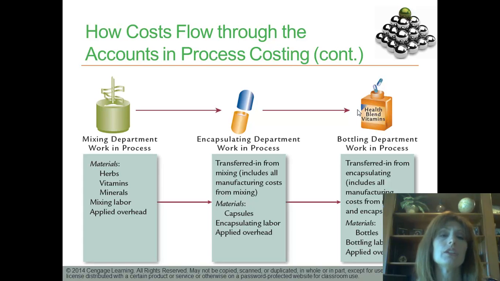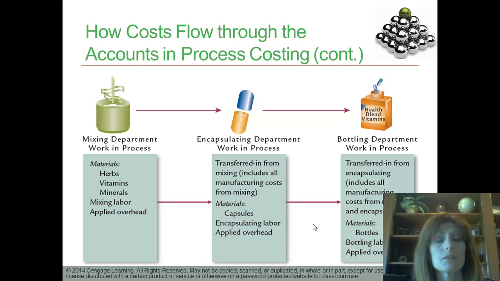So here's how it looks in the cost flows. Again, using the example of our pill manufacturing process, we have the mixing department, which is making the raw material that goes inside the pill, and you'll see here herbs and vitamins and minerals and labor. And then where they put them into the pills, you'll see all those costs come with it, and then we add the capsules and the labor from that department. And then when we get to bottling, all the costs of the previous two departments go with it, and then we add the bottles and the labor, whatever else is going on.